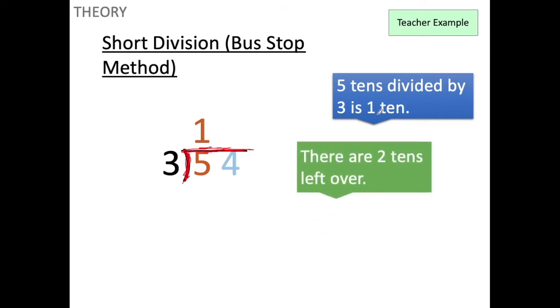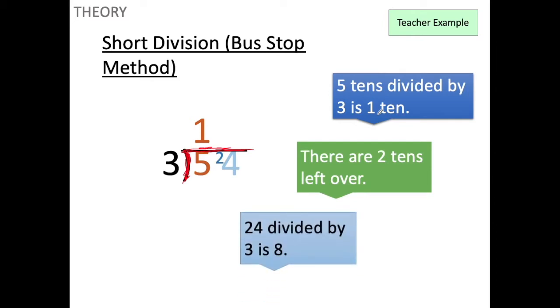So what we do is we carry 2 tens across over to the 4. So now what we need to do is do 24 divided by 3, which the answer is going to be 8. And so the final answer is going to be 18. So for this example, what we did, we divided the tens column first. 3 into 5 goes once, carried the 2 across, and then we did 3 going into 24, which is 8. So the final answer is 18.